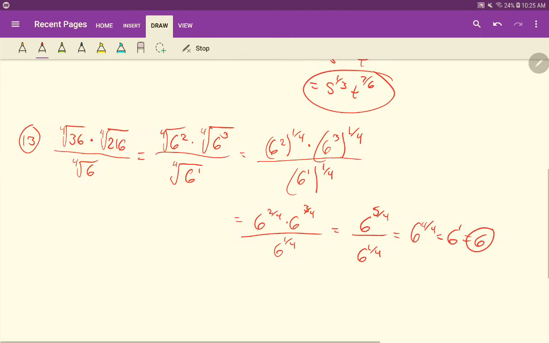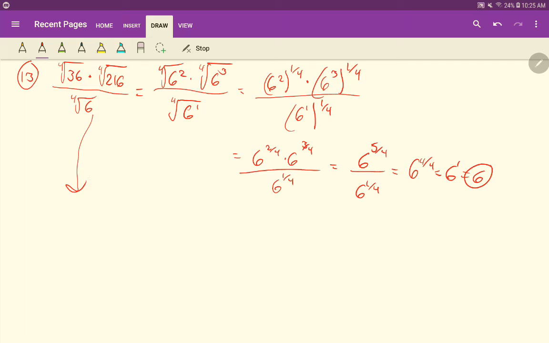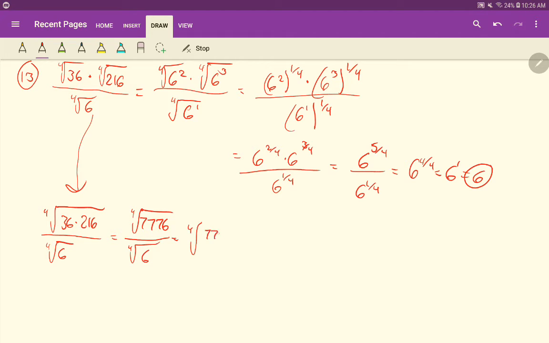Okay? An alternative way that you could have done this problem is, since all of these are underneath a fourth root, you can combine these pieces together. So for example, you could have made this the fourth root of 36 times 216 over the fourth root of 6 like this, okay? And then just do 36 times 216, which gives you 7,776, and then over the fourth root of 6. And then this is just equal to the fourth root of 7,776 over 6 like that.